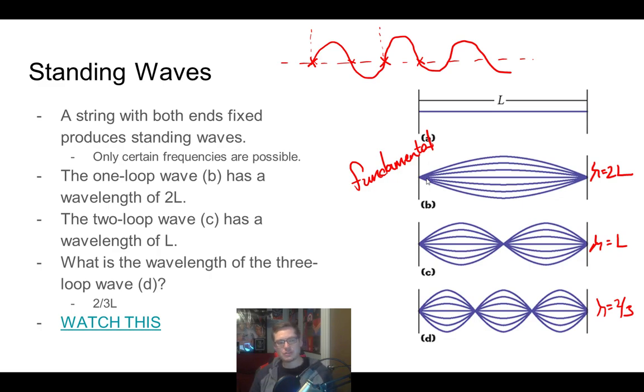Okay, if you've played guitar, you strum on that guitar and you've got a length, and then you press a fret. You've made that length shorter, so now it's going to vibrate at a different wavelength because it's setting up that standing wave. All right, so this is really important as we move forward into sound, especially this idea of making standing waves. Okay, and that's about it.